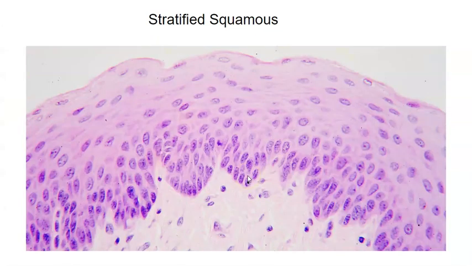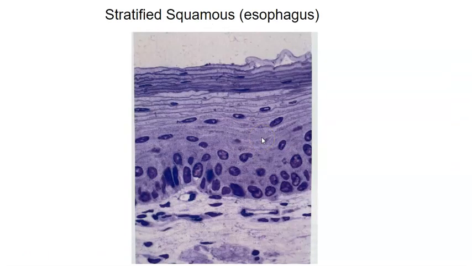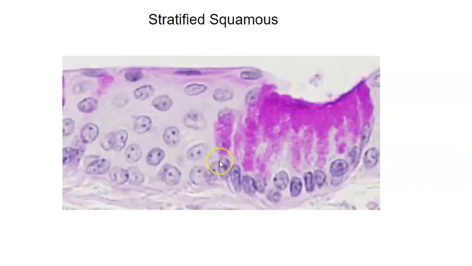So here's another stratified squamous. Stratified because there's many layers, and squamous because it's flat. This is stratified squamous epithelium found in the esophagus. So this would be the basement membrane down here. This would be connective tissue down here. These would be the cell nuclei that I'm pointing to. And then this other stuff would be the cytoplasm. But this is all stratified squamous epithelium.